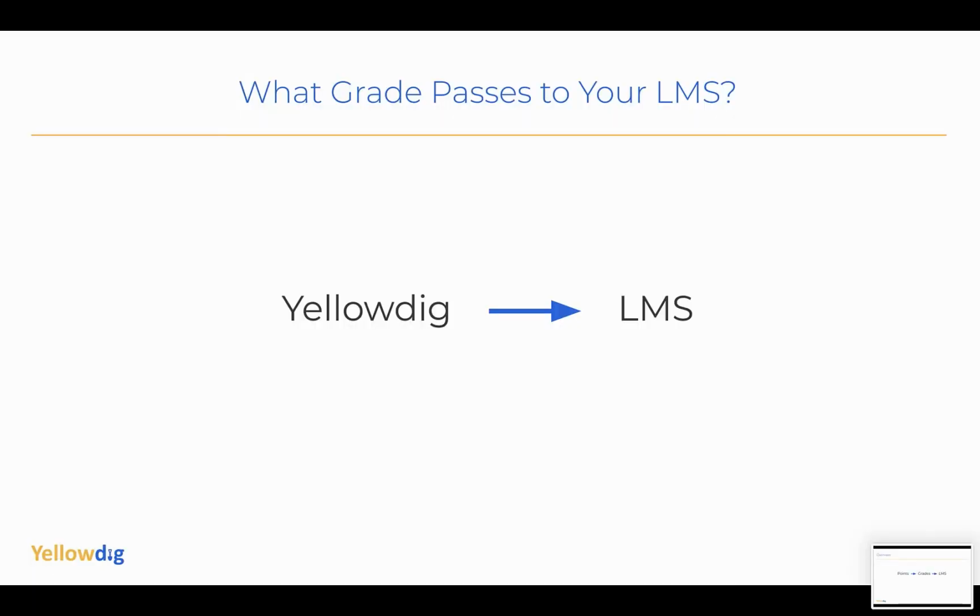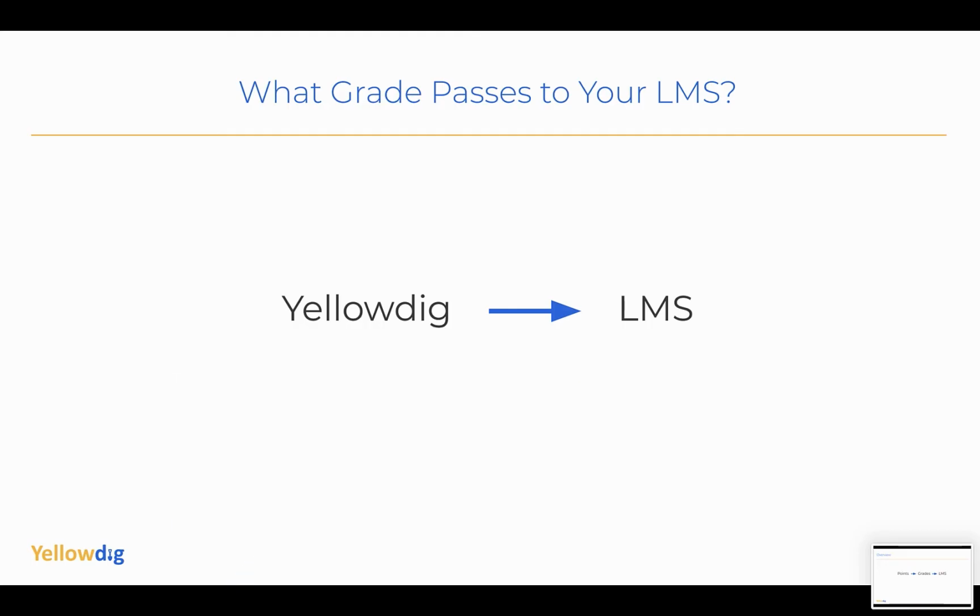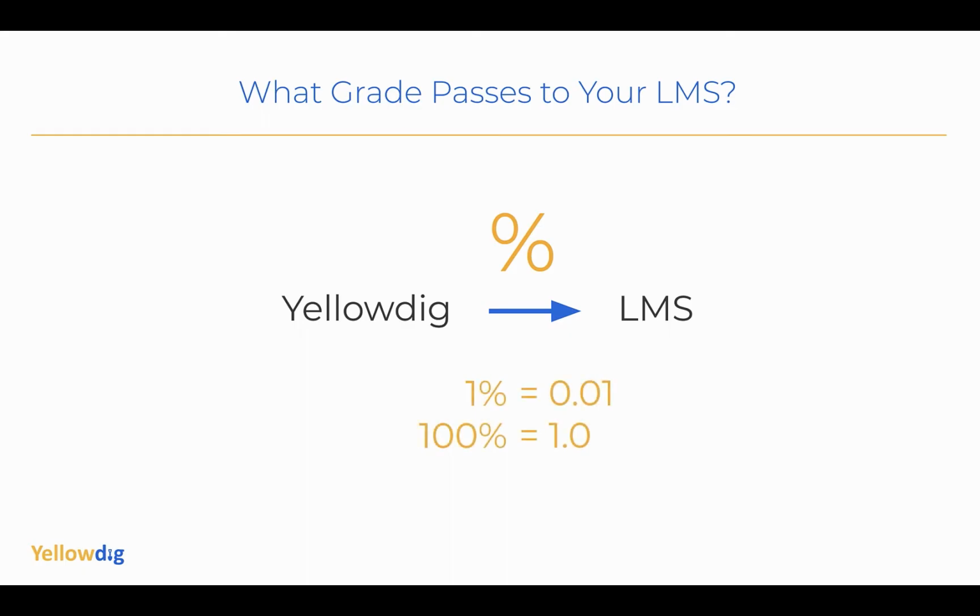Now the question is, what grade actually passes from Yellowdig to your LMS? The answer is quite simple. Yellowdig passes back just one thing to your LMS in terms of grading. That thing is a percentage, so a value between 0.01 and 1.0.